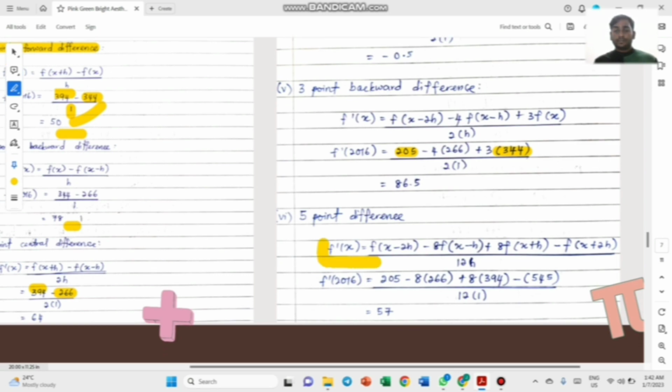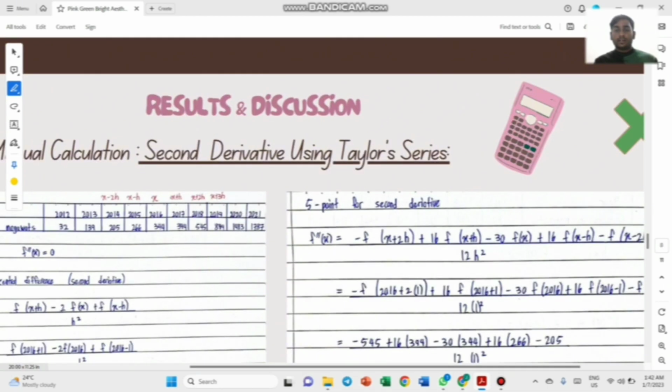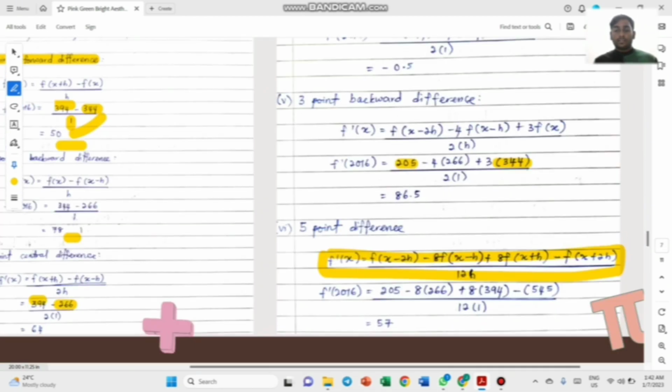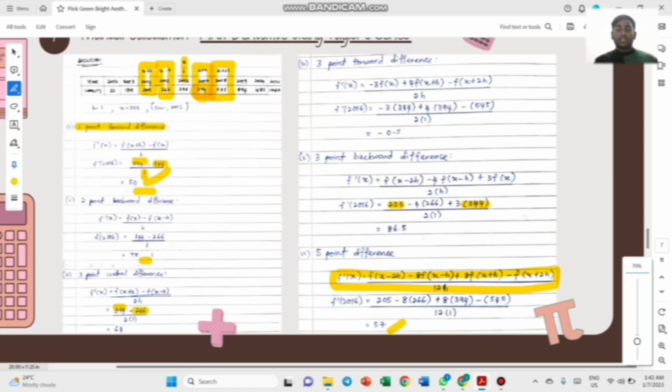We put the equation here and then we can solve it. So we have made the manual calculation here, and we managed to get 57. And that's all from me. Thank you.